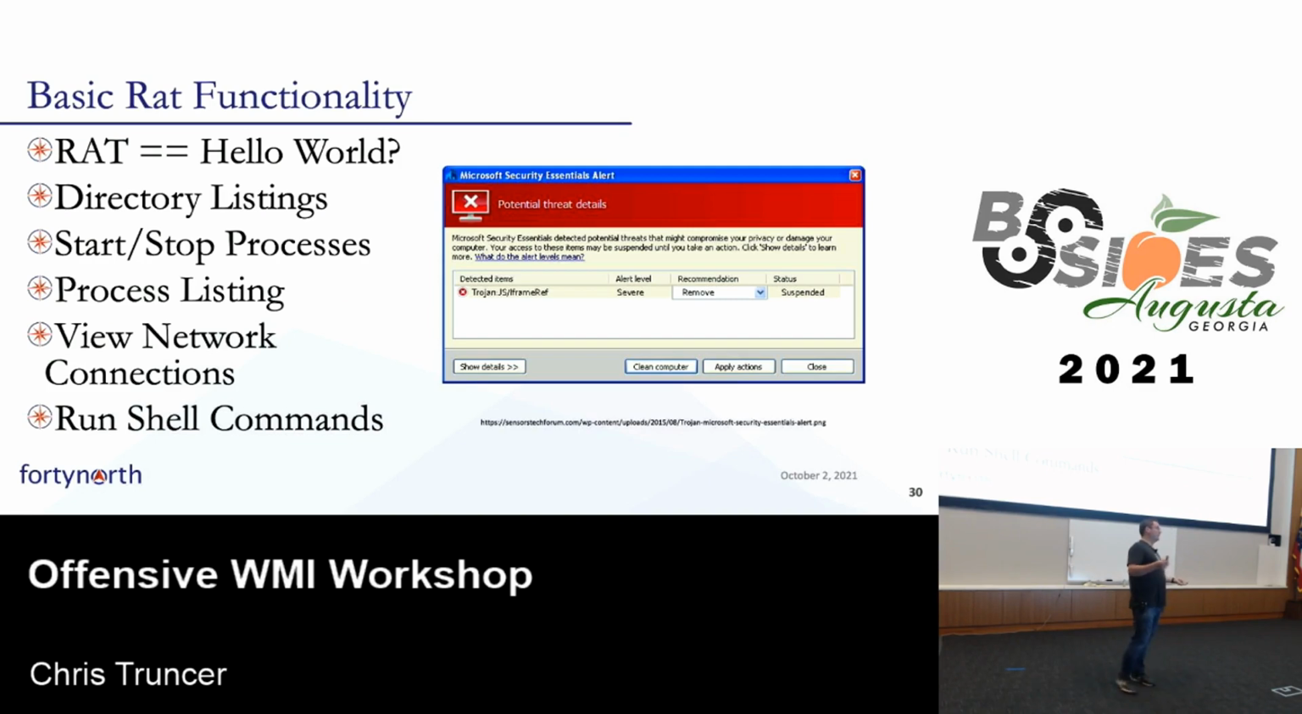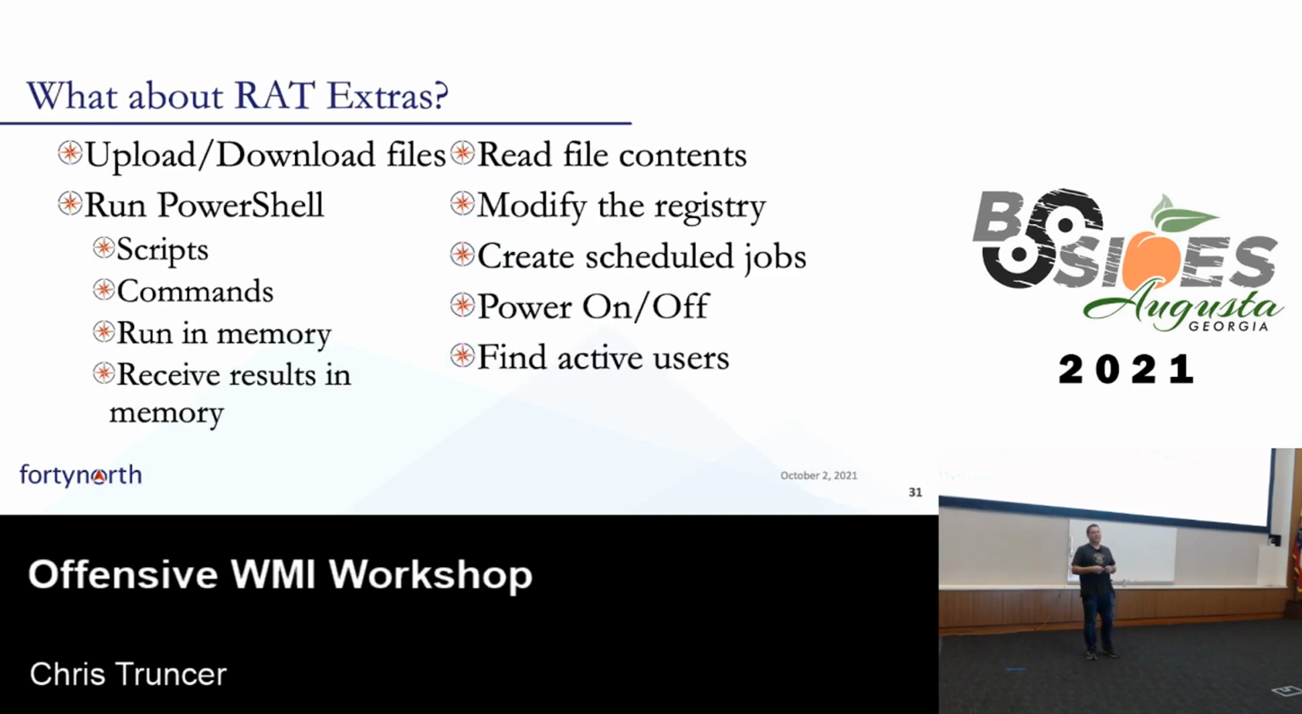So I started off: okay, what are some of the basics, some basic functionality I would expect in a RAT that I would want it to have? Well, directory listings might be some of them. The ability to start and stop processes, what processes are currently running, can I view network connections, can I run shell commands? These are all things that I hope are the bare bones basic functionality in something like a RAT.